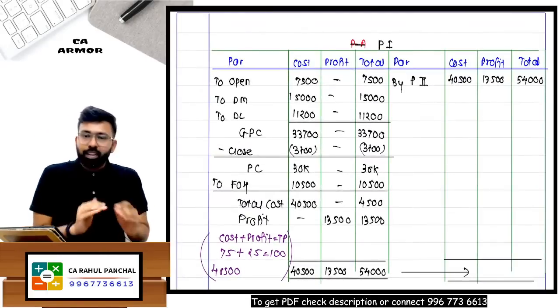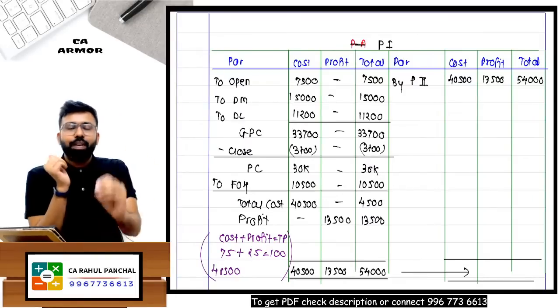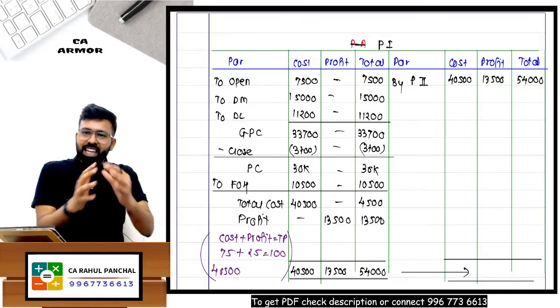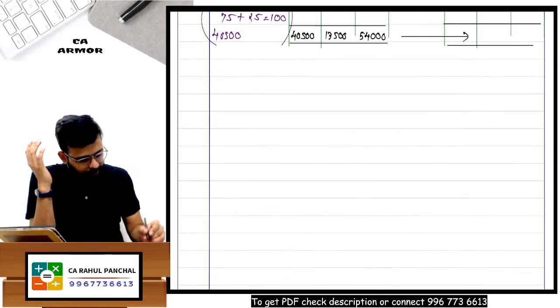Okay, now sir, the way you have made the process 1 account, we will have to make the process 2 account the same, 15 lines and same format. So let us make that account again here.